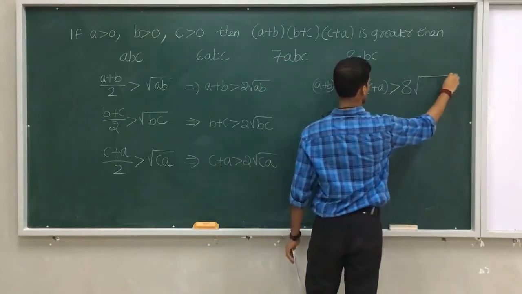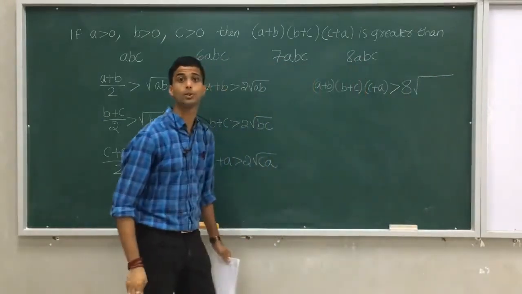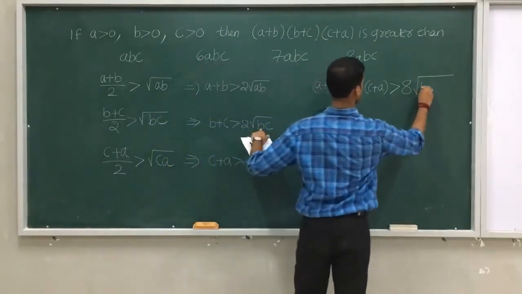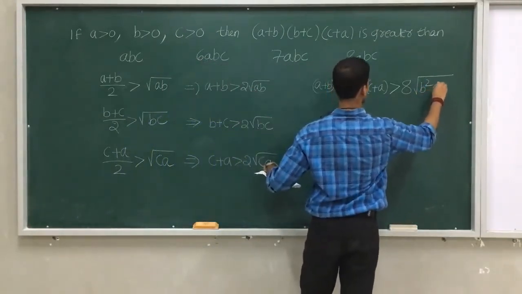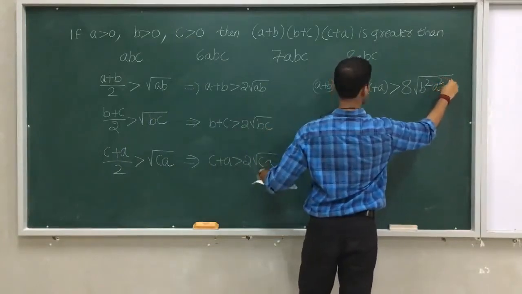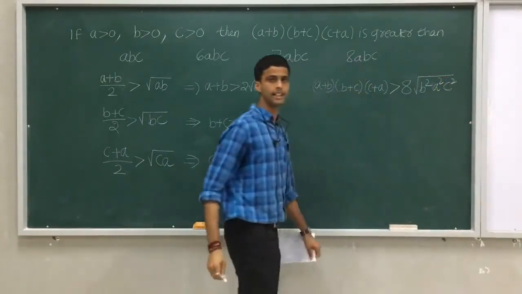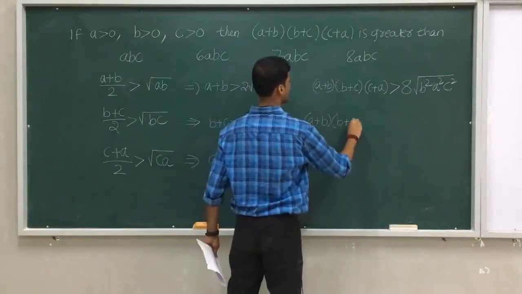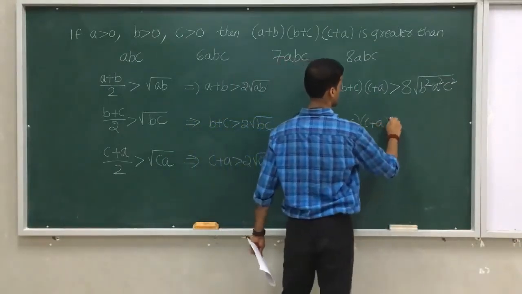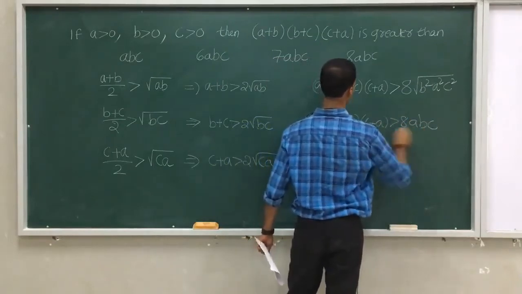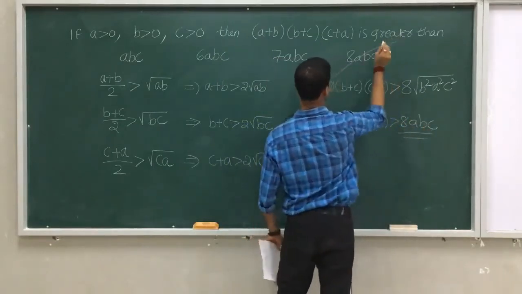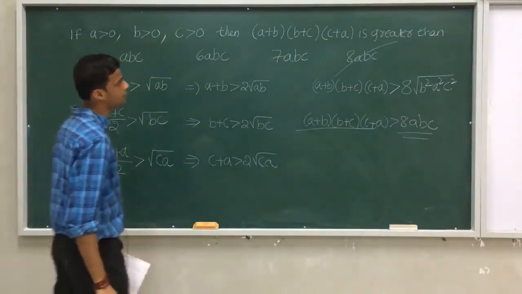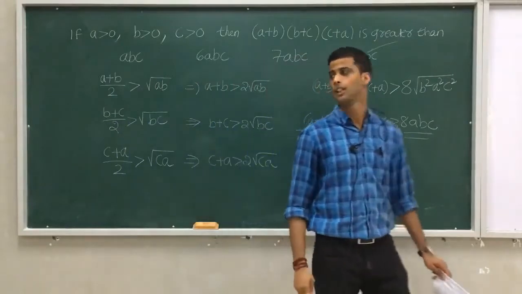We all know that root A into root B is root AB, but you have three roots here. I can say B into B, B square, A into A, A square, C into C, C square, and here it is under square root. I can say A plus B, B plus C, C plus A is greater than 8ABC, so option D will be the right answer for this question.